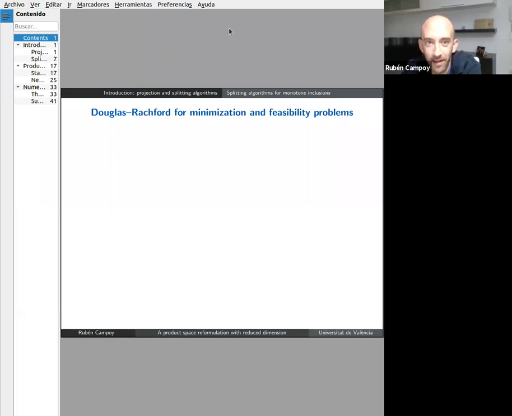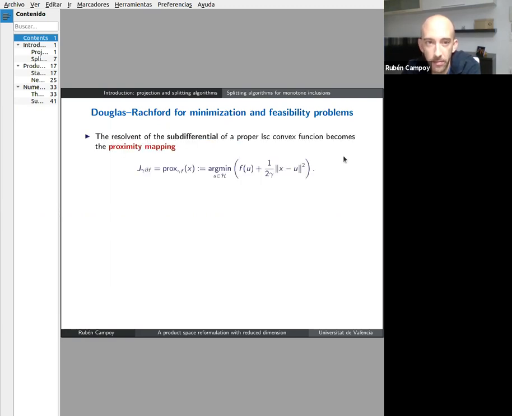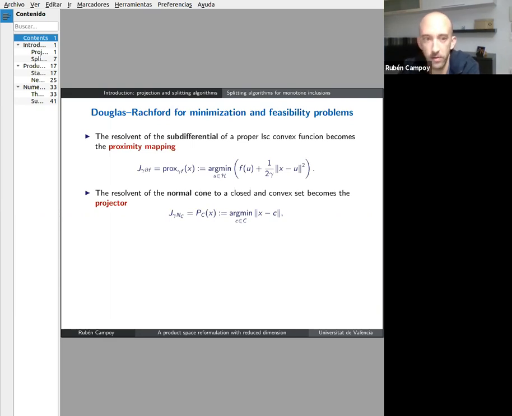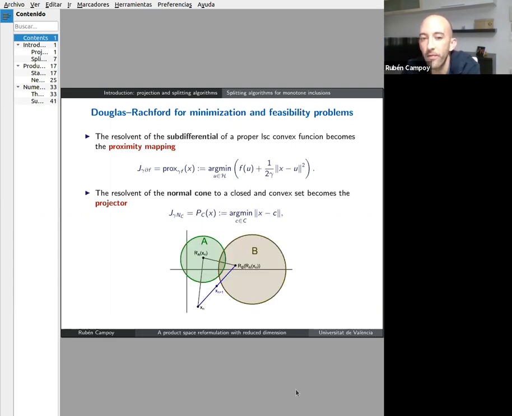So if we apply Douglas-Rachford, the splitting algorithm, for minimization and feasibility problems, we need to consider, in the first case, the subdifferential, and the resolvent of the subdifferential becomes the proximity mapping given by this expression. In the case of normal cones, then the resolvent becomes the projector. So this is why we can recover the feasibility problem as a particular instance of the splitting algorithm.